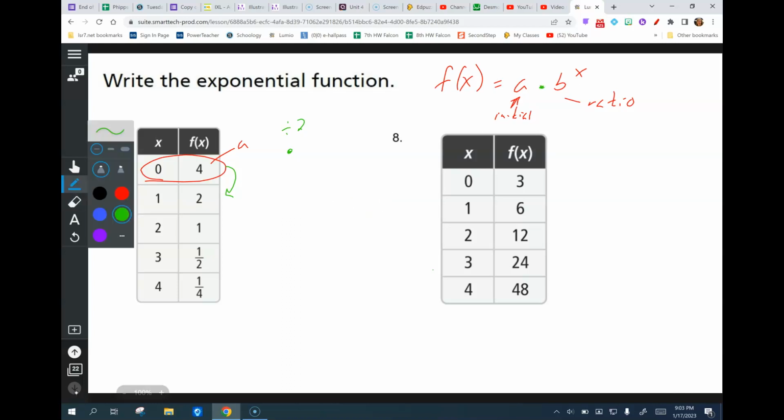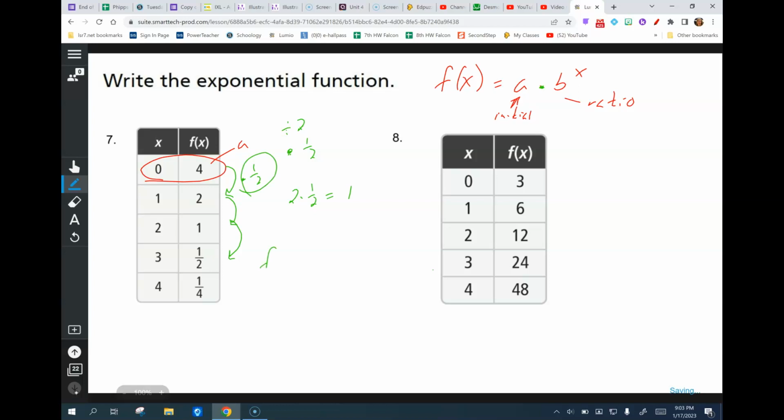Okay? So dividing by 2 is the same as multiplying by its fraction, so think of fractions. Keep, change, flip. So division goes to multiplication, and a whole number goes to its reciprocal. So if I multiply by 1/2, 4 times 1/2, does that give me 2? If I take 2 times 1/2, does that give me 1? If I take 1 times 1/2, well, that's obvious. So your ratio is 1/2. So I have f of x is equal to 4 times 1/2 to the x.